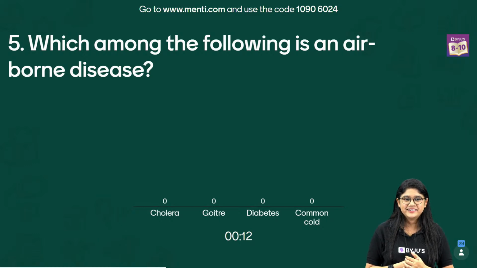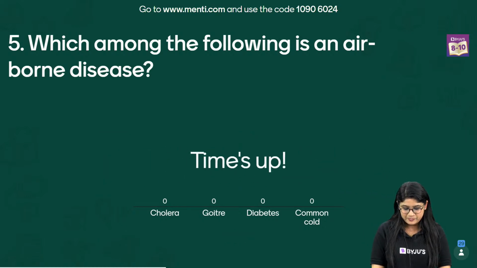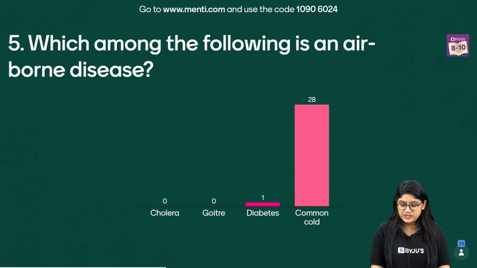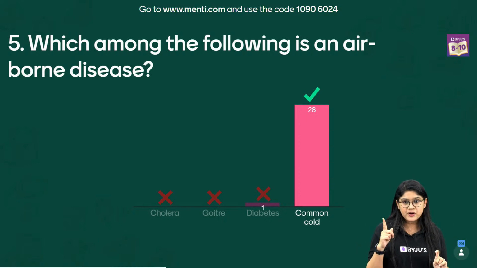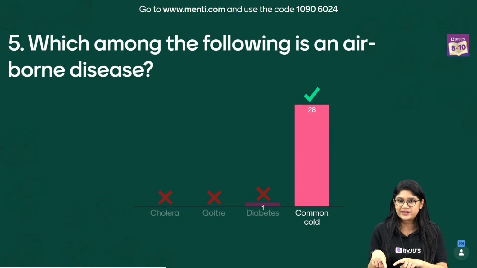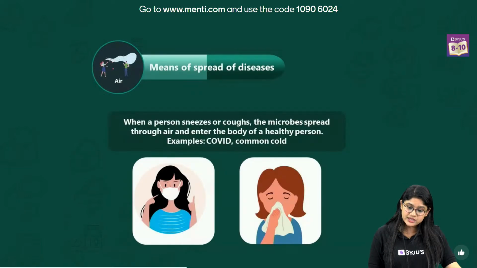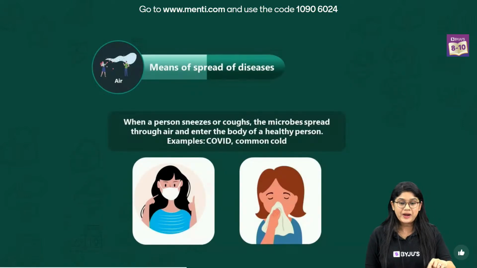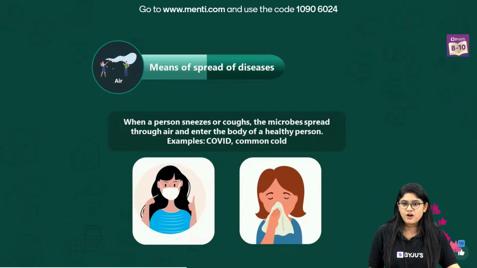I want all of you to vote very quickly. 4, 3, 2, 1. Time's up, and the correct answer is option D. 28 of you have voted for the correct answer, that is common cold. Only one person voted for diabetes, but now you know the correct answer. Moving ahead to the solution, the common cold is spread using the medium of air. Awesome. I can see a lot of likes coming.